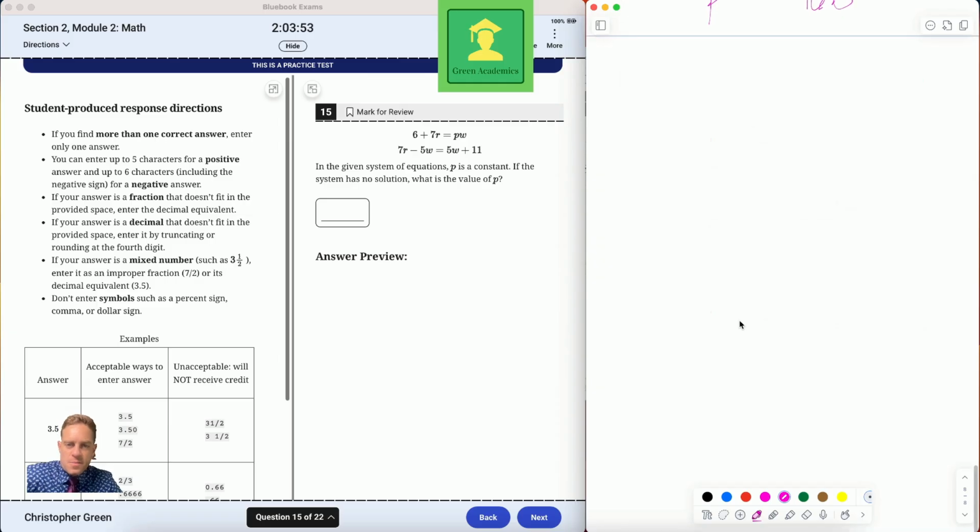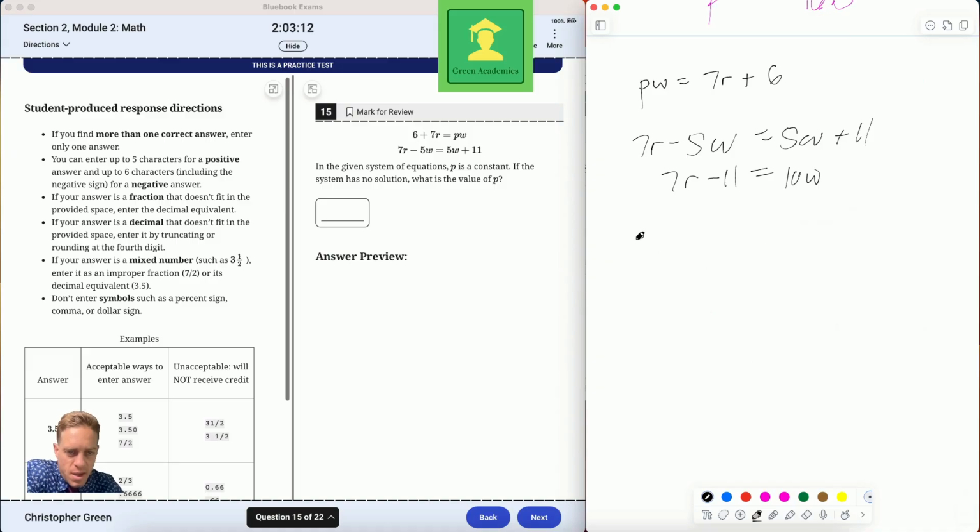Okay, in the given system of equations, p is a constant. If the system has no solution, so a system of two equations has no solution if they are parallel but not the same line. Now this is written in a strange way because you're expecting x and y, but it's not. So I'm going to write pw is 7r plus 6. And now for the bottom one, I'm going to put the w's on one side and the straight numbers on the other side. Let me write it a step at a time. I'm going to get 10w on the right-hand side and then 7r minus 11.